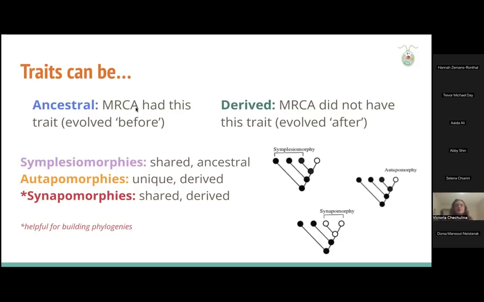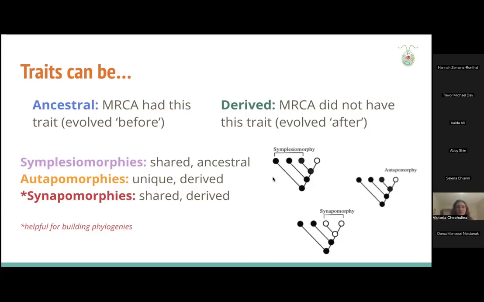So just some terminology, traits can either be ancestral or derived. A trait that is ancestral evolved before the most recent common ancestor of that group of species. So you're thinking like ancestors, ancestral, before, whereas a derived trait is one that evolved after the most recent common ancestor of whatever group of species you're looking at.